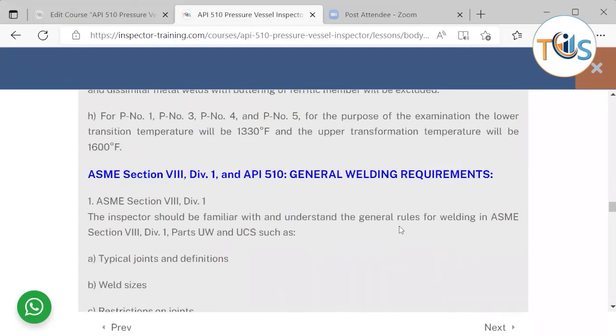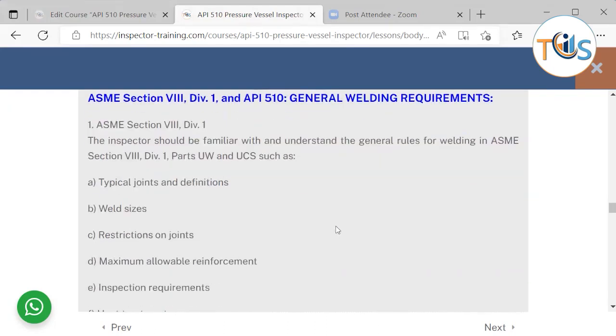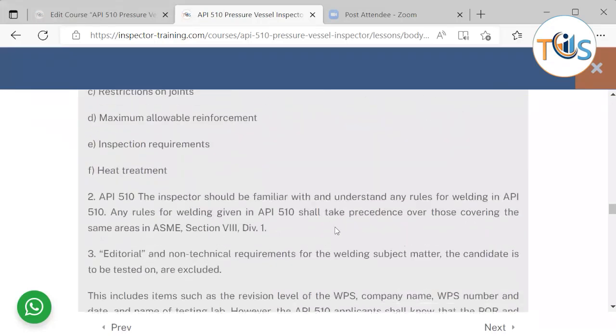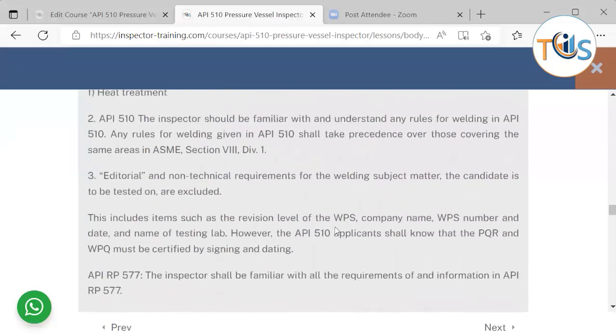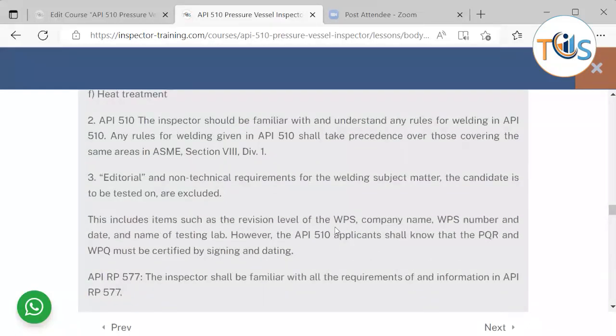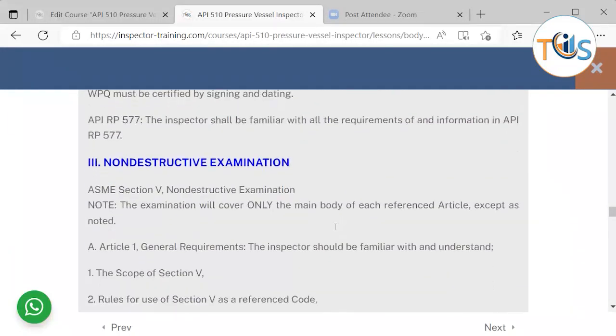ASME Section 8 Division 1 is the one that you should refer to during the exam, and there you should know about the joints, restrictions on joints, allowable reinforcement, heat treatment, etc. And most of them are also included in the API 510.